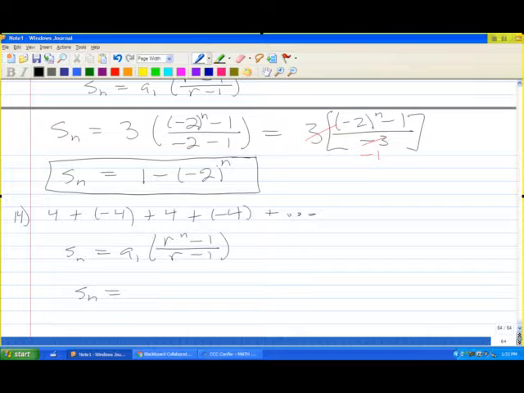Well, in this case, the very first term is 4. The common ratio: notice that to go from 4 to negative 4 to positive 4 to negative 4, I keep multiplying by negative 1. And so the common ratio, r, is just negative 1.